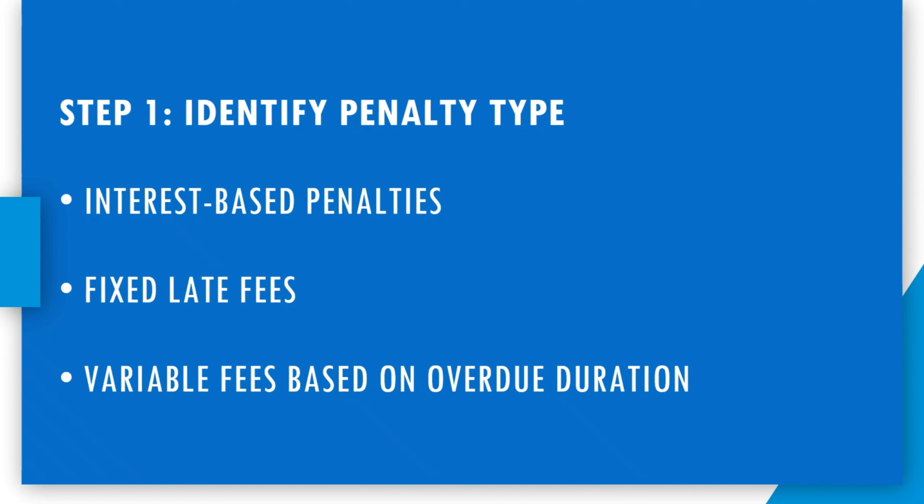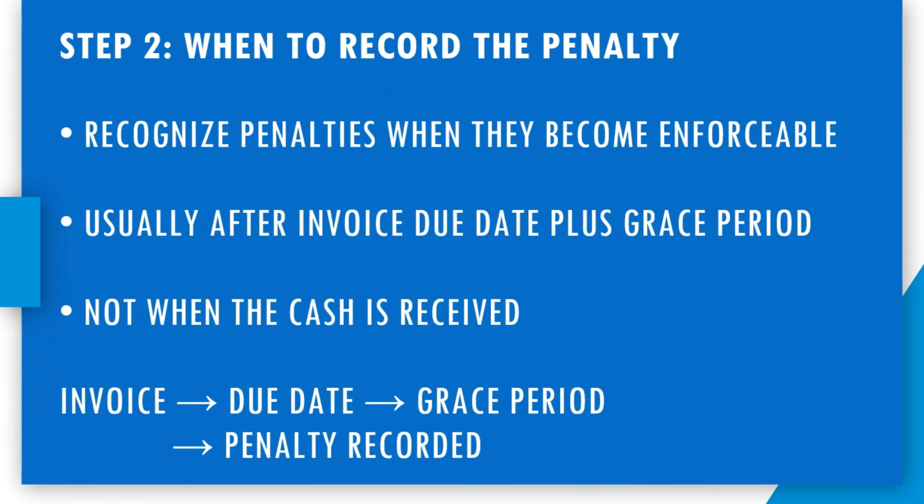The first step is classifying the penalty structure. Some businesses charge a fixed late fee, others apply interest, while some calculate penalties based on how many days the invoice remains overdue. Correct classification determines how the penalty is calculated and recorded.